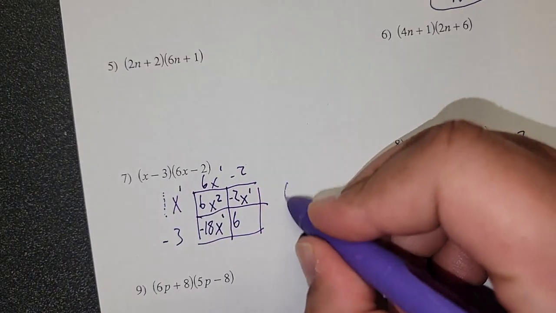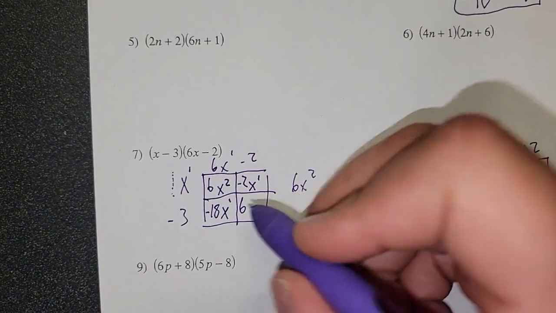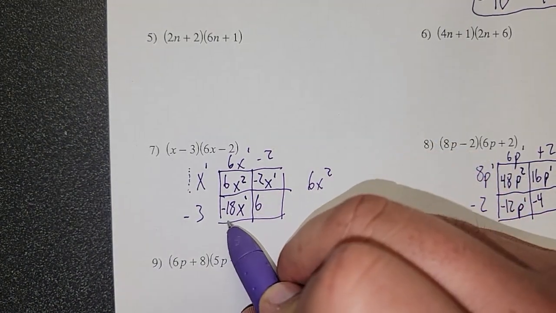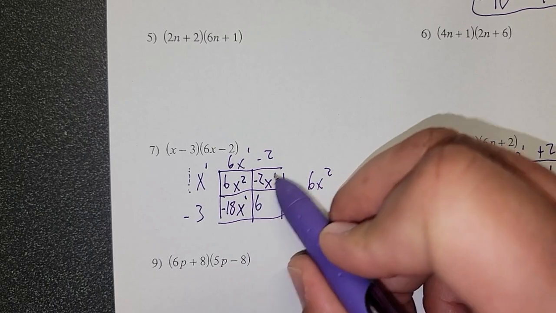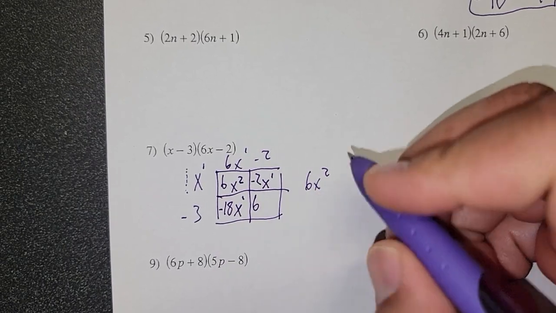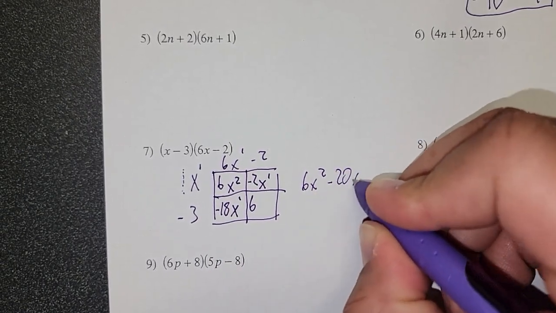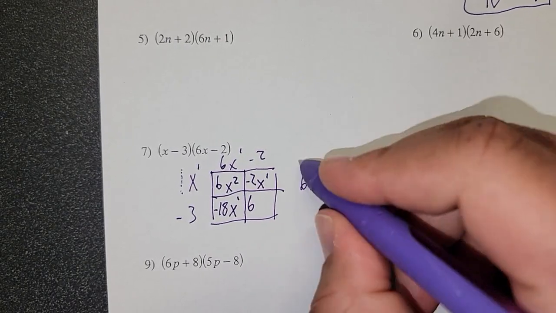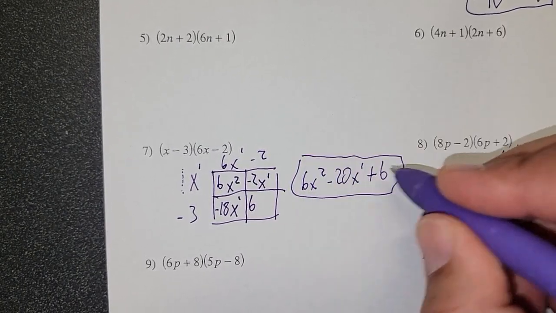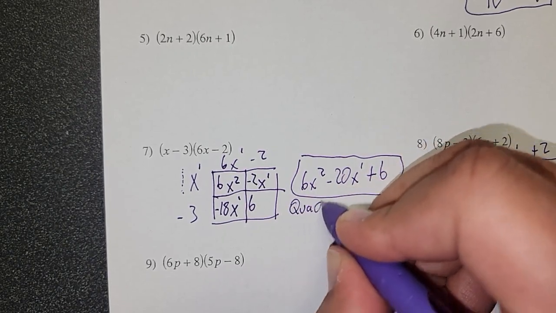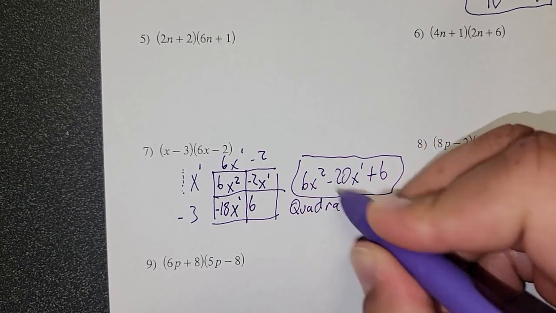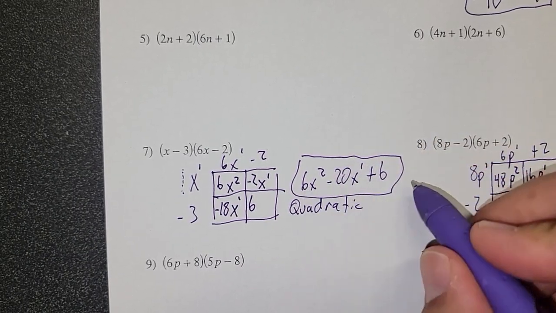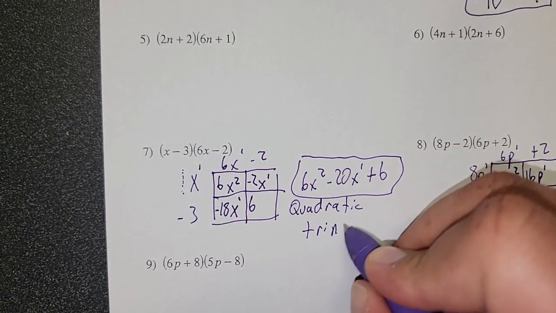All right, so again, 6x squared. Go ahead and add my two x1 boxes. What's a negative 18 plus a negative 2? A lot of people are going to mess up. Negative 18 plus negative 2 is negative 20 x1, and then you have a positive 6, so put a plus 6. So again, my answer is a quadratic. And it's quadratic because of this 2 right here. The biggest exponent is a 2. And it has 3 terms, so it's a trinomial.